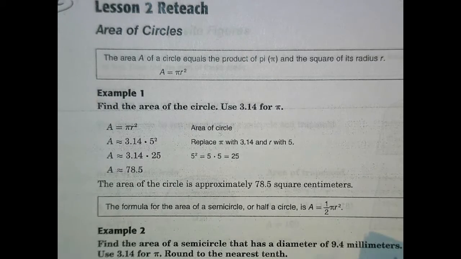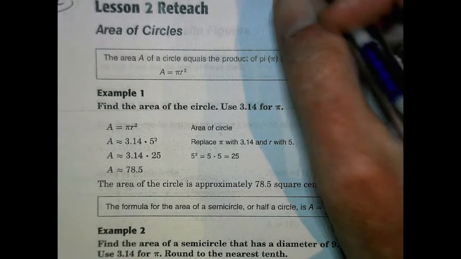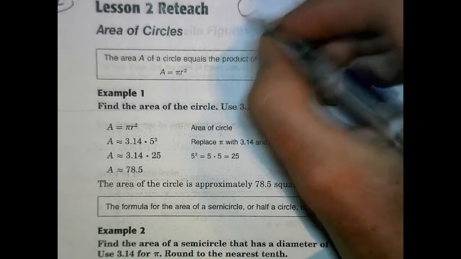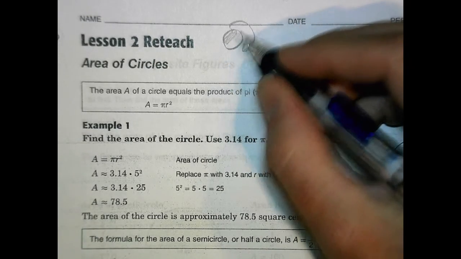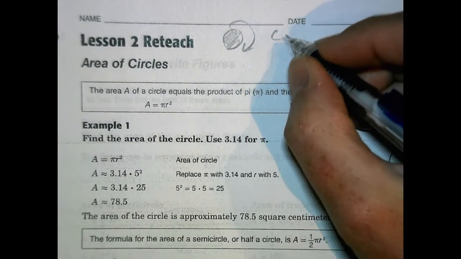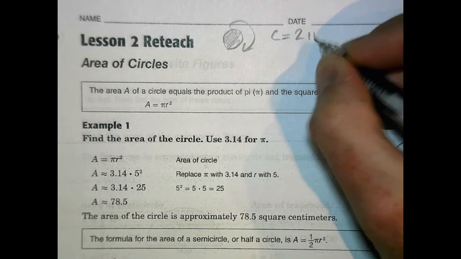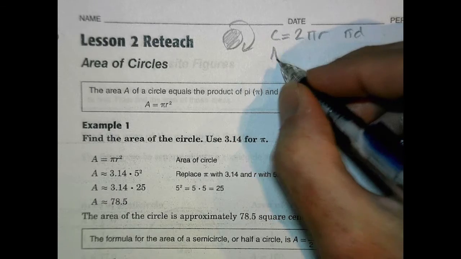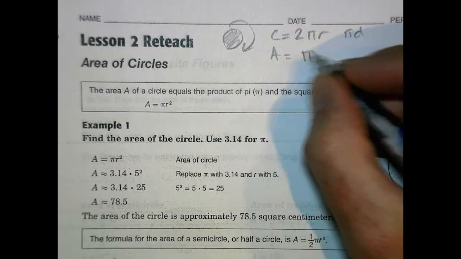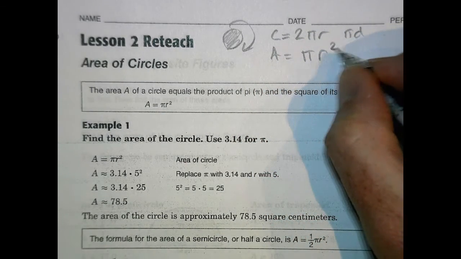Hi there. So in our last lesson, we were talking about the circumference. That's the distance around a circle. And now we're going to be talking about the area of a circle, which is the space inside. So the circumference formula was C equals 2 pi r, or pi times the diameter. For the area, our formula is going to be pi times the radius squared.